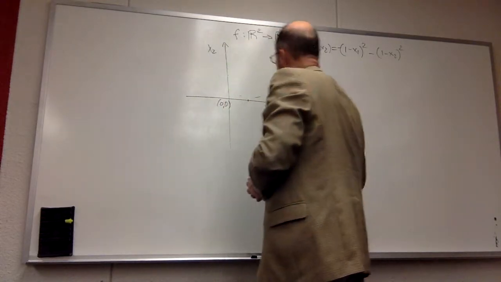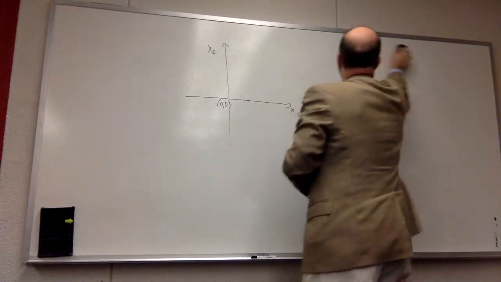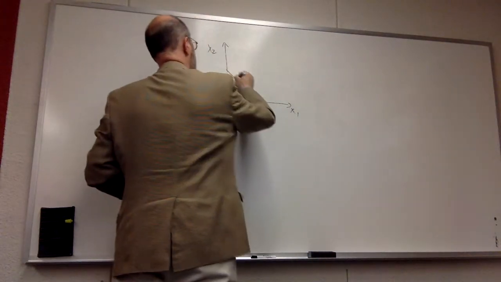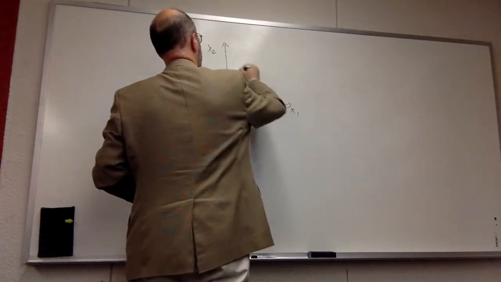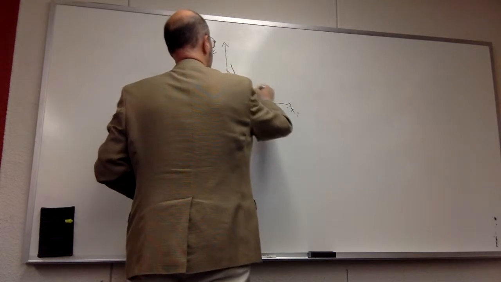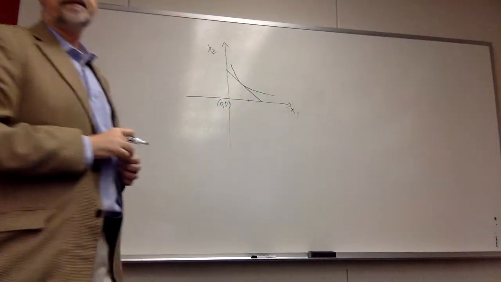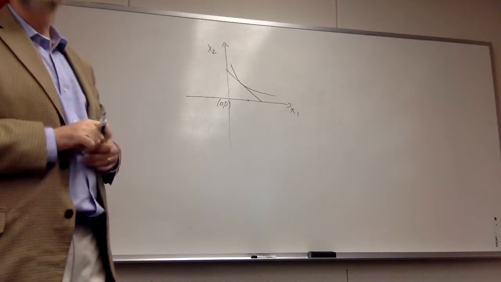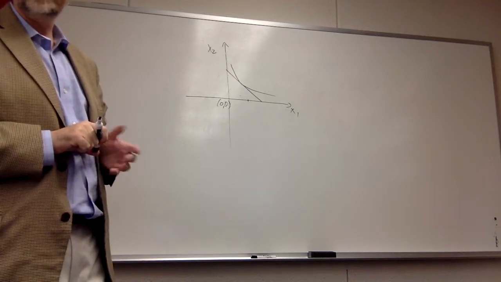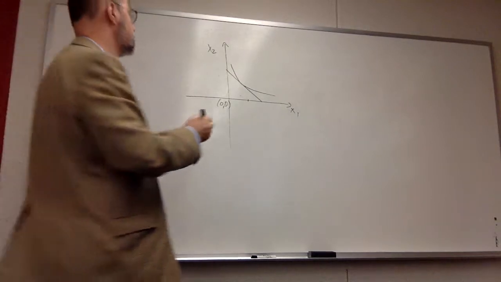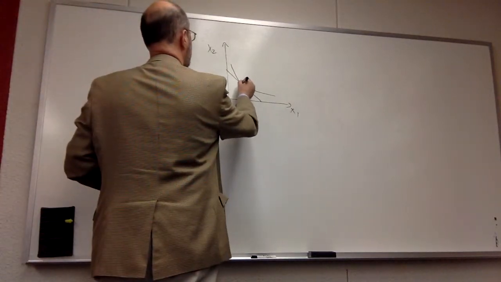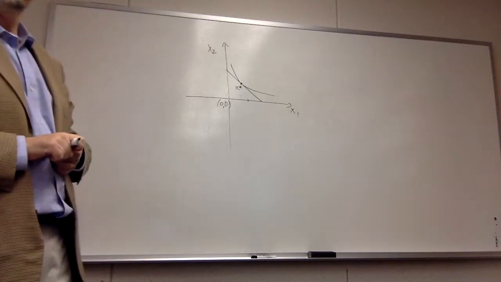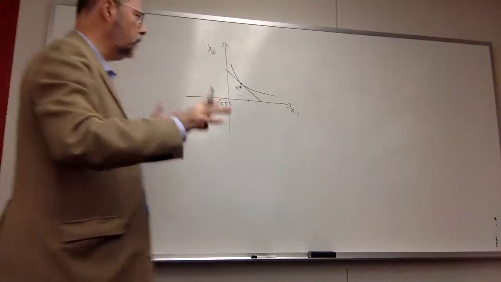Here's a standard story. Here's our budget. Here is the highest indifference curve that you can obtain and still be able to buy it, be on the budget. And so here's your point where you have the highest utility. Okay, so we know that.